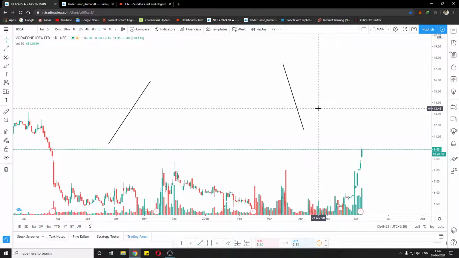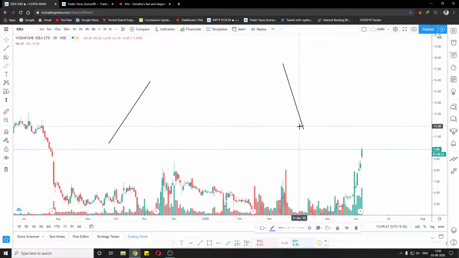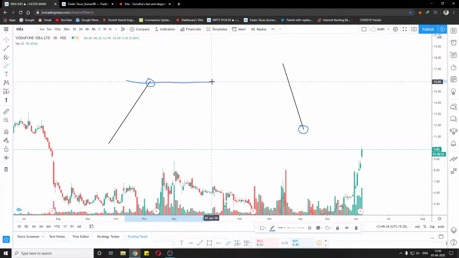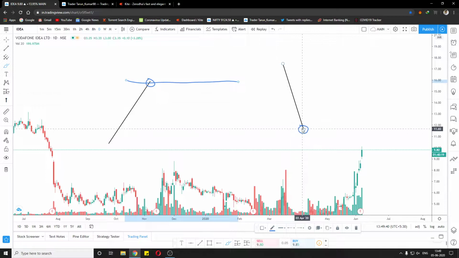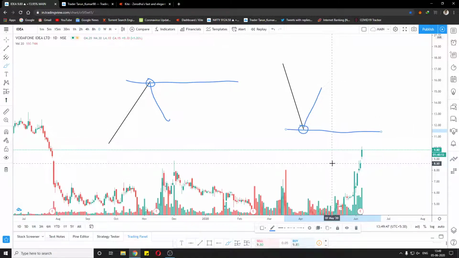The first point, okay, remember this, the first point where the market turns in an uptrend becomes the resistance. Simple concept. And the first point where the market turns in the downtrend becomes the support. Very simple.